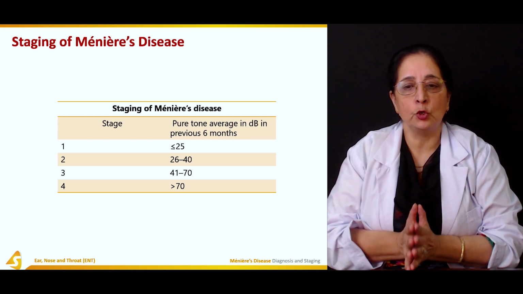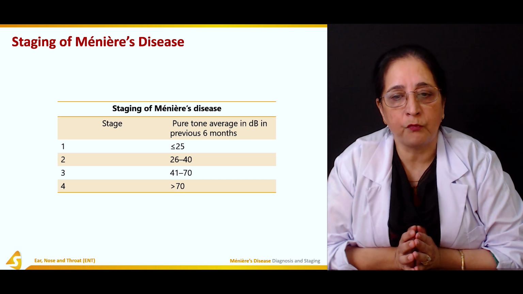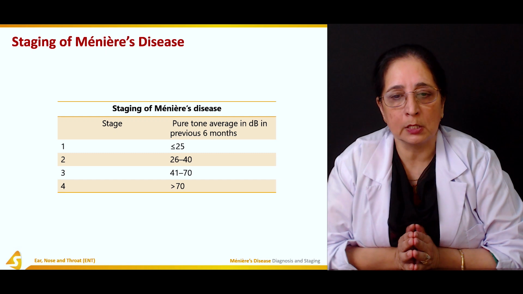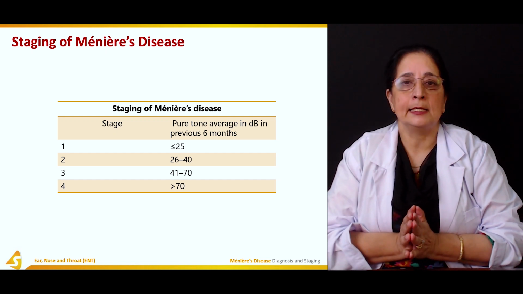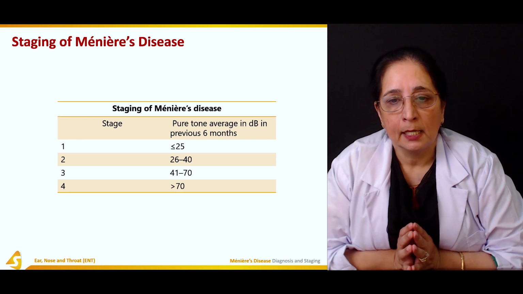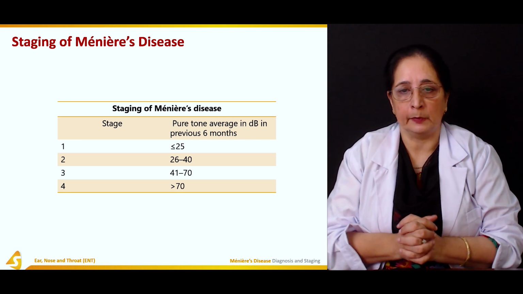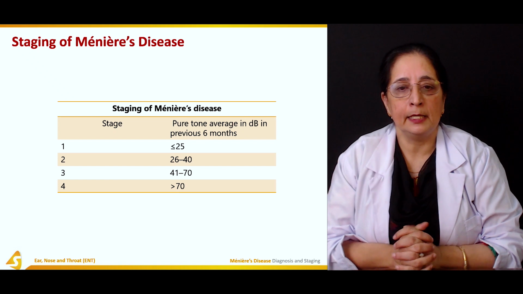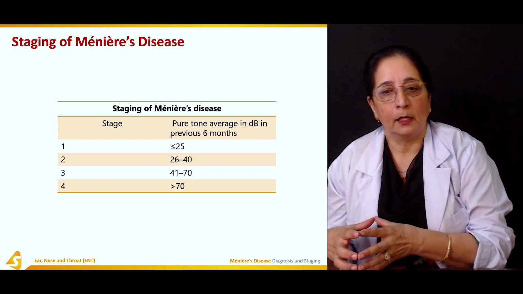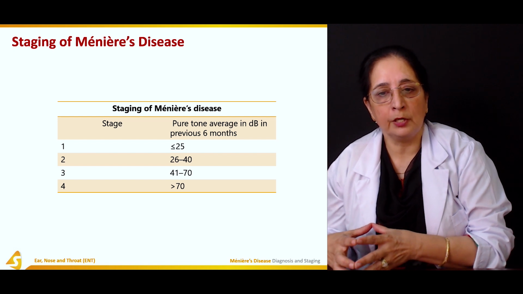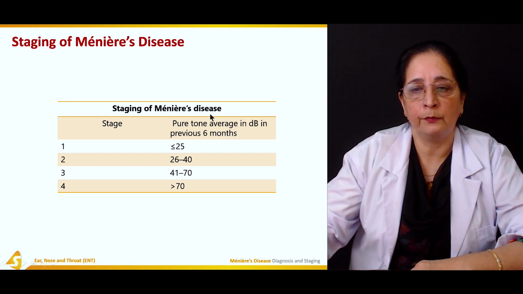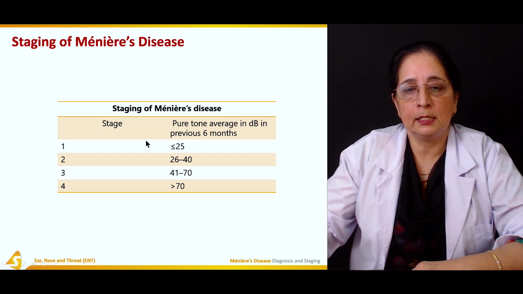Then stage 2 is 26 to 40, stage 3 is 41 to 70, and stage 4 is more than 70 decibels. So this is Meniere's disease staging. Stage 1 is less serious because it's less than 25. This is stage 1.